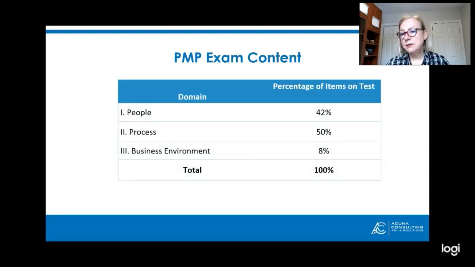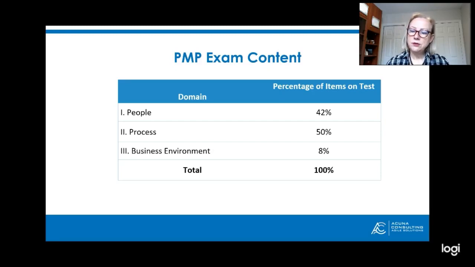Before, the PMP exam content was part of the 5 domains, and these were the 5 project domains, starting with initiating, planning, executing, monitoring and controlling, and closing. However, now the approach is changed. There are only 3 domains.